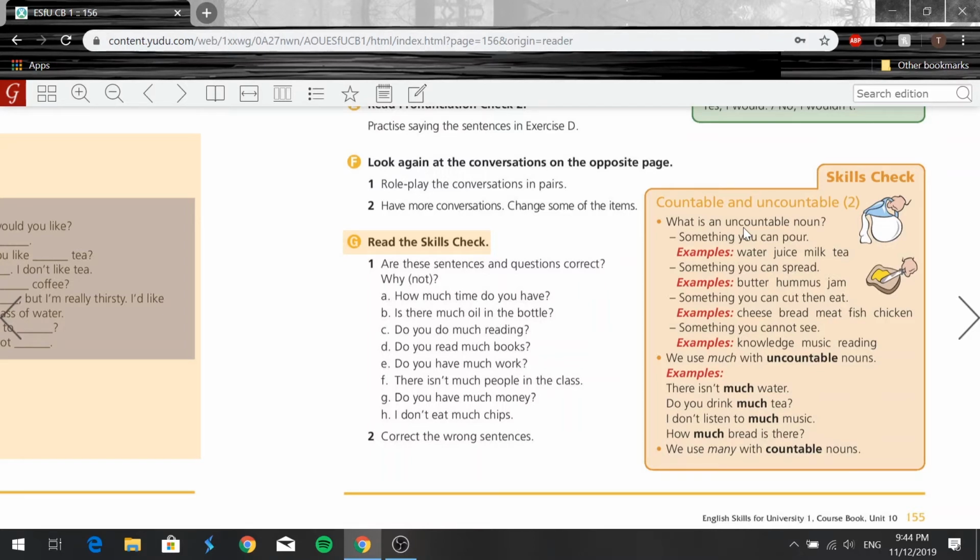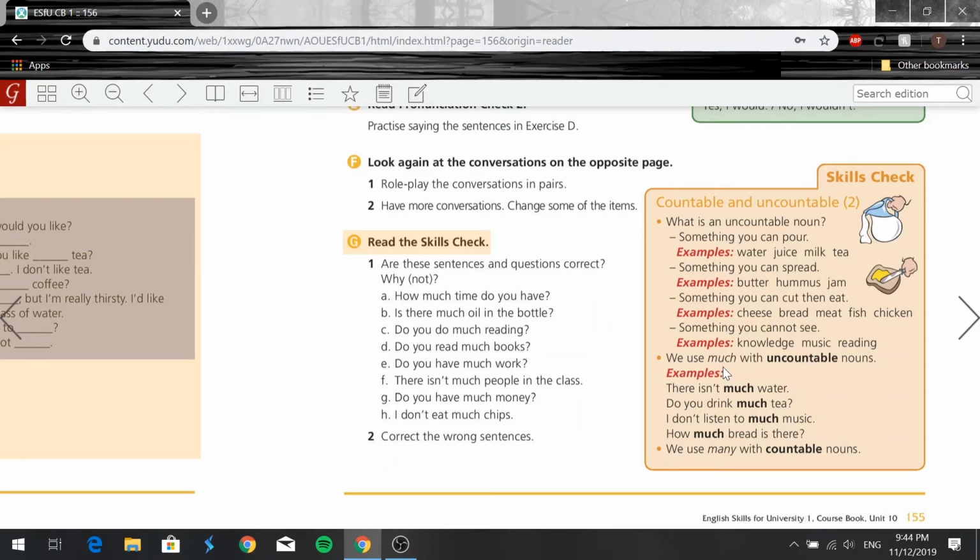And something that you simply cannot see. I mean, you can't see knowledge, can you? You cannot see music. You cannot see reading. Okay? So all of these are uncountable nouns. And like we said before, we use the word much with uncountable nouns. Okay? Like, for example, there isn't much water because we pour water.